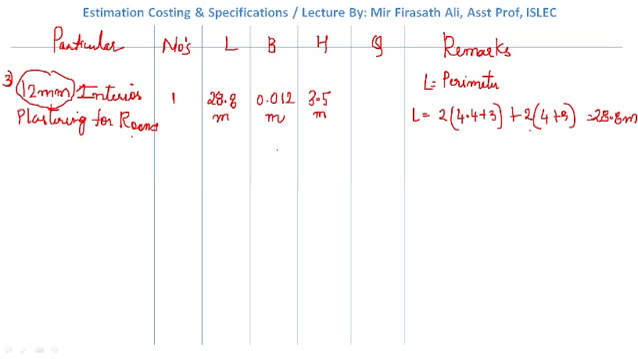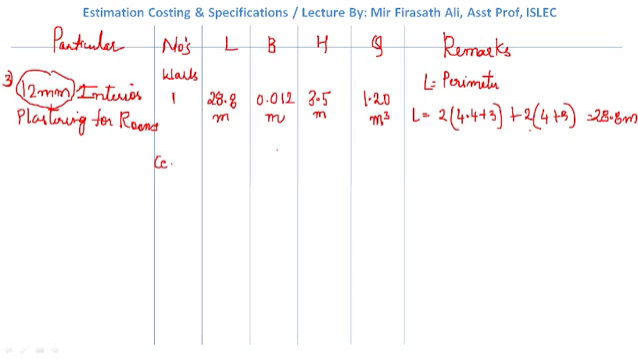Now when we multiply this, okay, what this is all about? Walls. Here we are talking about walls. So the quantity, if we multiply 1 into 28.8 into 0.012 into 3.5, we get the value as 1.20 meter cube. Now this one was for the walls.